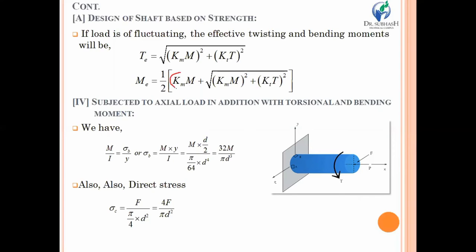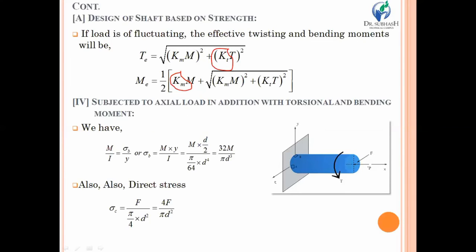Over here, km and kt both are constants and depend on the loading conditions. So this is the design of shaft based on combined effect. Suppose you have to design a shaft where there is a combined loading along with an axial load.